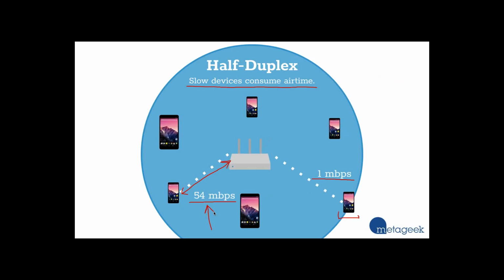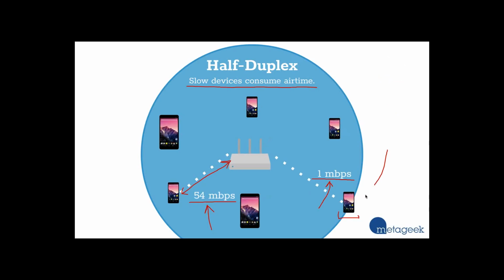It's going to use 54 times less time on the air. It's going to get on the air and get off the air very, very quickly. Whereas this 1 megabit device is going to talk very, very slowly. It's going to get on the air and slowly say what it needs to say before finally being done.